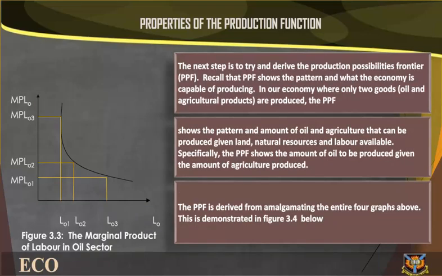Figure 3.3, the marginal product of labor in the oil sector. The next step is to try and derive the production possibilities frontier, PPF. Recall that the PPF shows the pattern of what the economy is capable of producing. In an economy where only two goods, oil and agricultural products, are produced, the PPF shows the pattern and amount of oil and agriculture that can be produced given the land, natural resources, and labor available. Specifically, the PPF shows the amount of oil to be produced given the amount of agriculture produced.